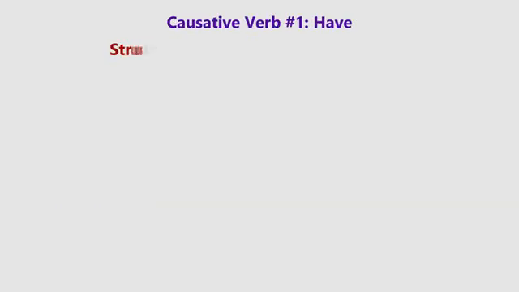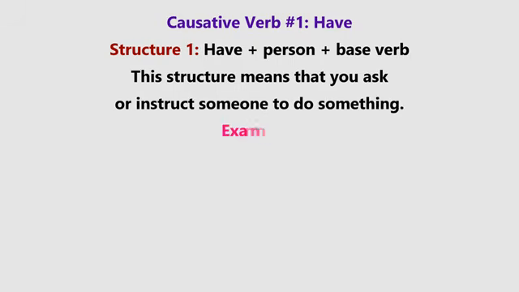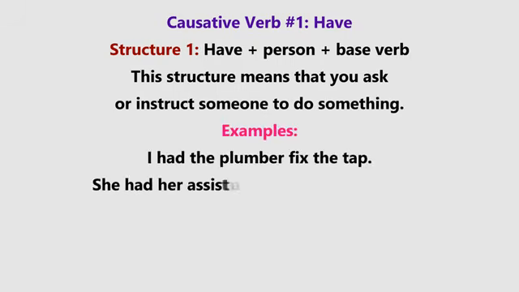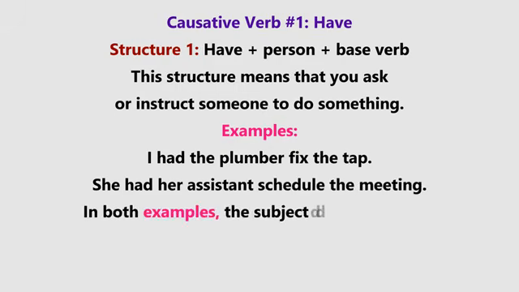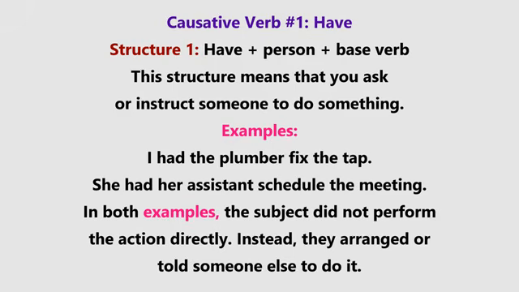Causative verb number 1, have. Structure 1: have plus person plus base verb. This structure means that you ask or instruct someone to do something. Examples: I had the plumber fix the tap. She had her assistant schedule the meeting. In both examples, the subject did not perform the action directly. Instead, they arranged or told someone else to do it.